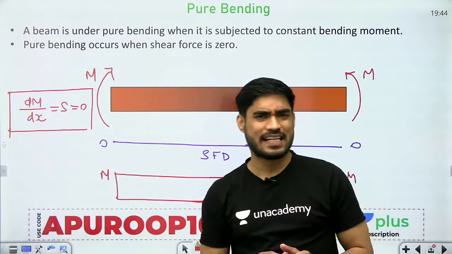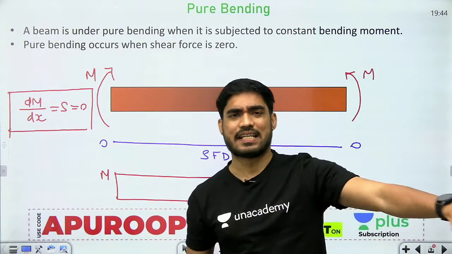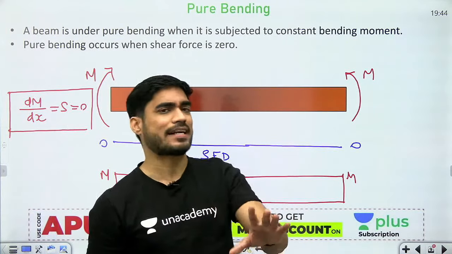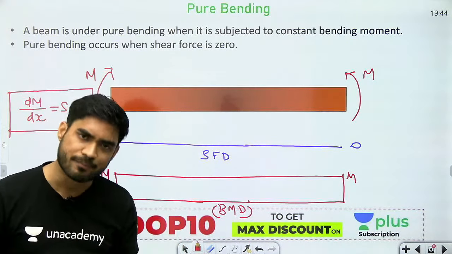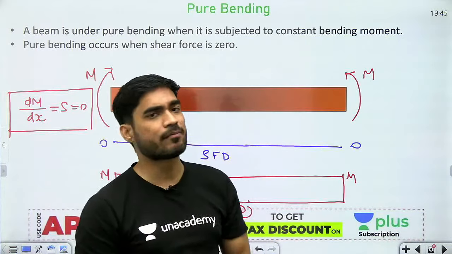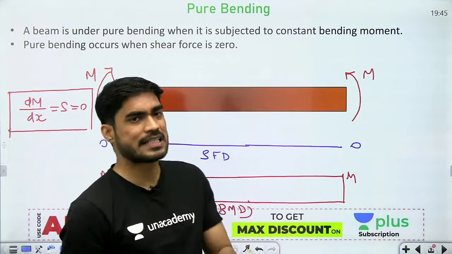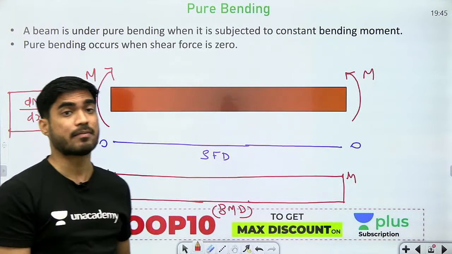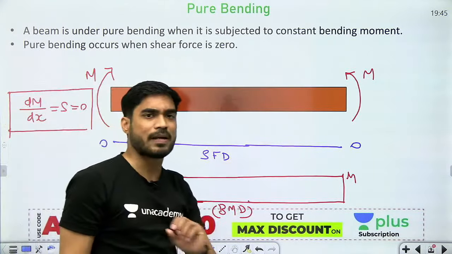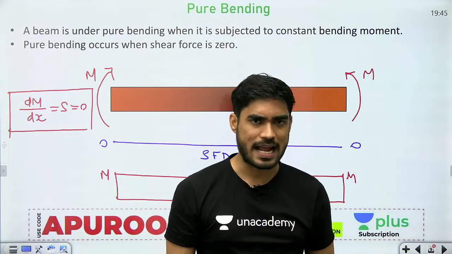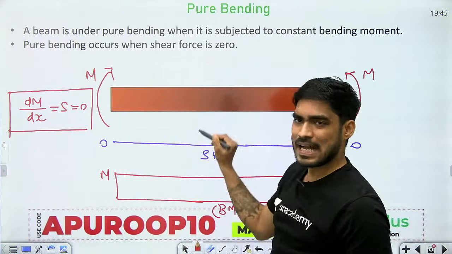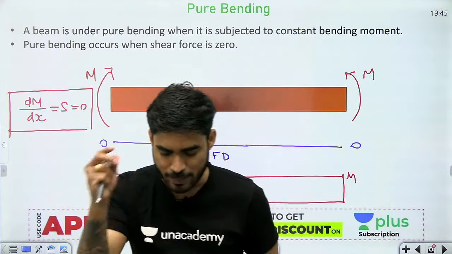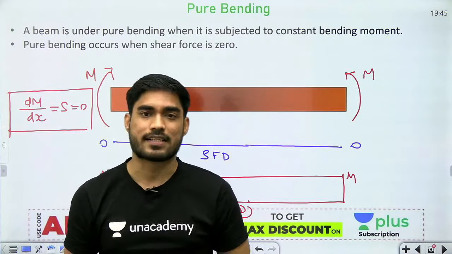Now practically, in every case you will never get pure bending. At least throughout the beam you are never going to get pure bending. Maybe in some particular region of the beam you can get pure bending, but throughout the length of the beam you will never get it, because there will always be a force, and if there is a force then there will be shear force, and if there is shear force then bending moment is not going to be constant.